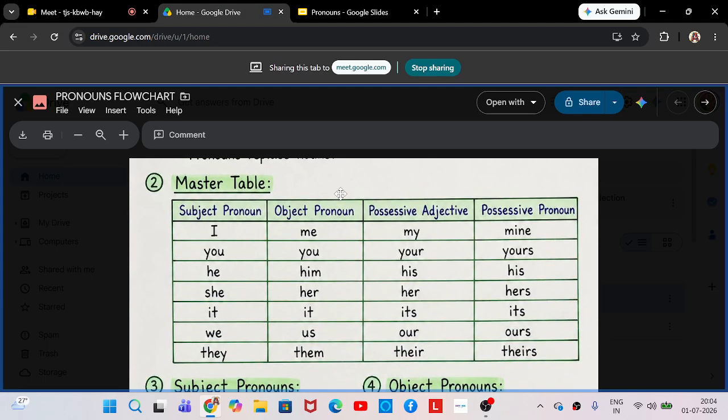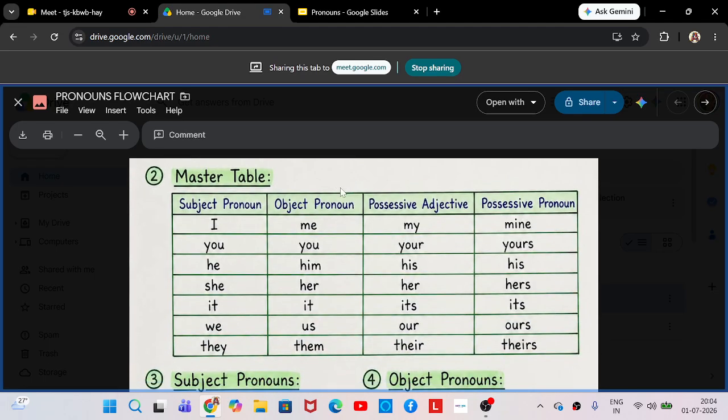And this is the master table. This is what I like the most. I think she has got this from Facebook. This is really good. Okay, so AI has done this table. You can see that the handwriting as well as the table, everything is very prompt and perfect. This master table is something that you can keep as a hand reference with you. The pronouns can be divided into four categories first.